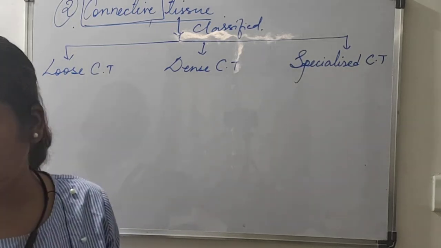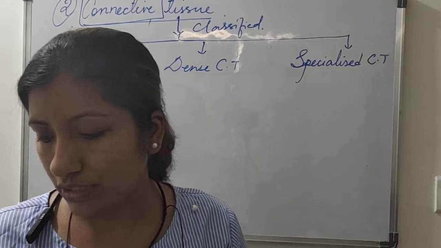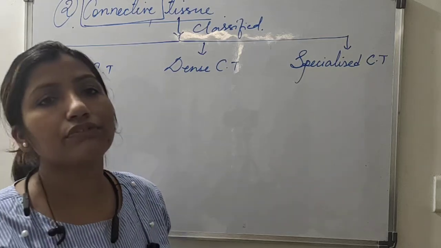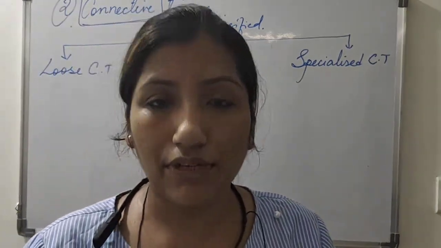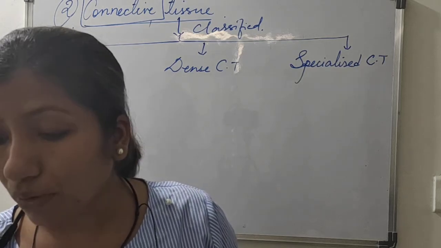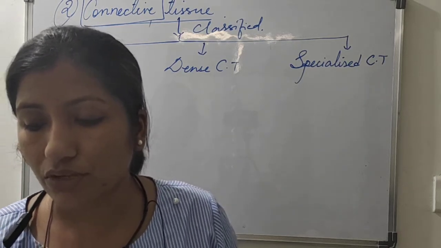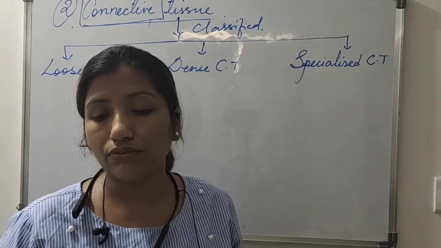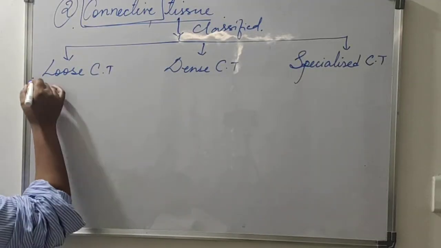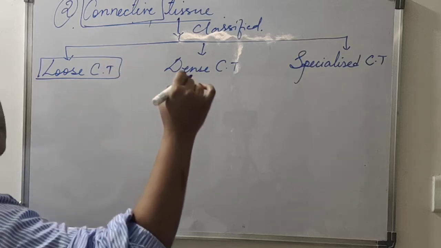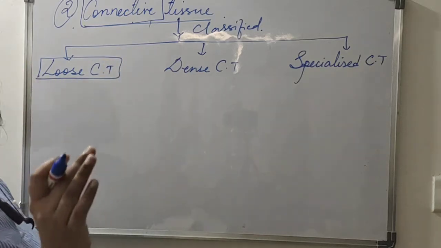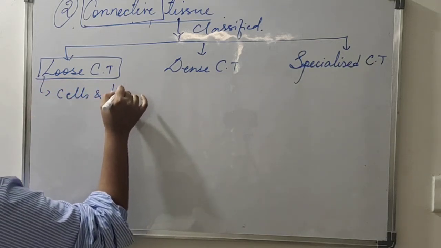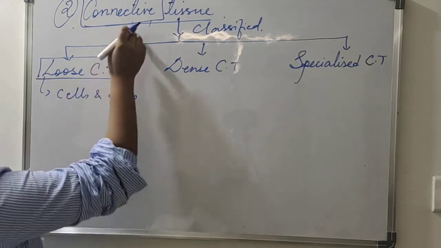For the diagram, you have to refer to the textbook from page number 103, figure 7.4 and 7.5. For loose connective tissue, refer to the diagram in figure 7.4a and figure 7.4b. A refers to areolar tissue and B refers to adipose tissue. Areolar and adipose are examples of loose connective tissue. As we know, the connective tissue cells secrete fibers, right? So here, cells and fibers which are secreted by the cells of connective tissue.